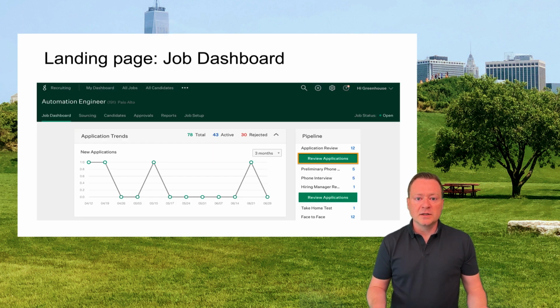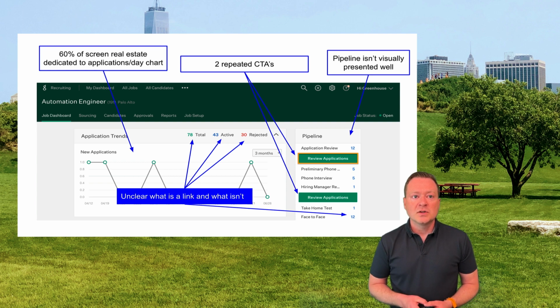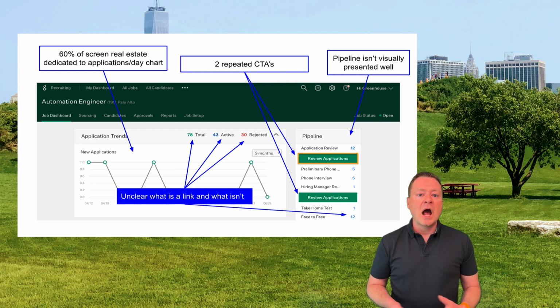Okay, in the product, in Greenhouse, this is the job dashboard. So this is an example. There's an automation engineer role that this company is hiring for. And if you go in to look at your pipeline, all of the candidates that are in process, this is where you land. And I have a bunch of problems from a design perspective with this page. So first of all, 60% of the screen real estate is dedicated to applications per day as a chart. I don't believe that that chart is meaningful or helpful or that it drives any behavior change.